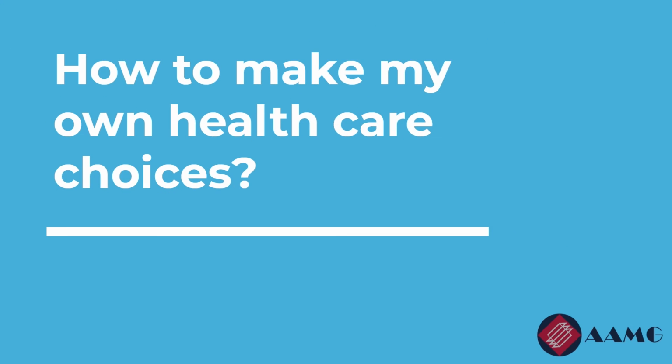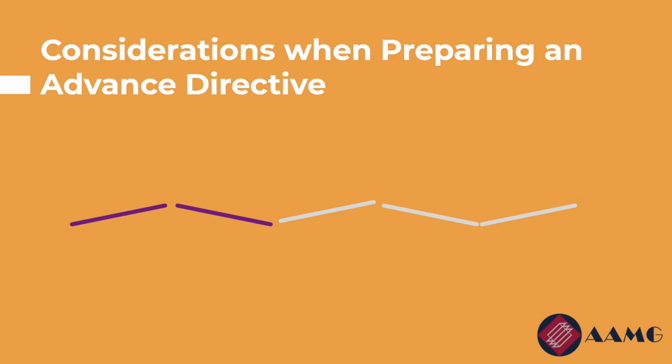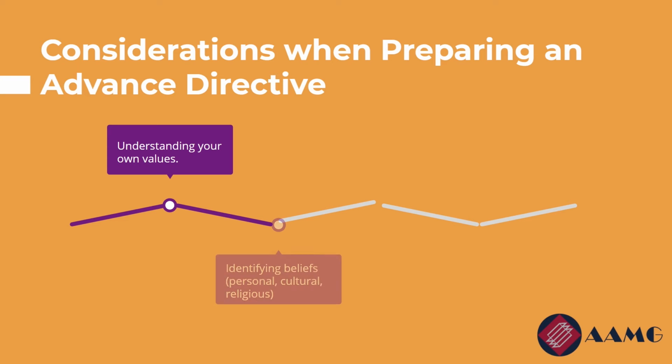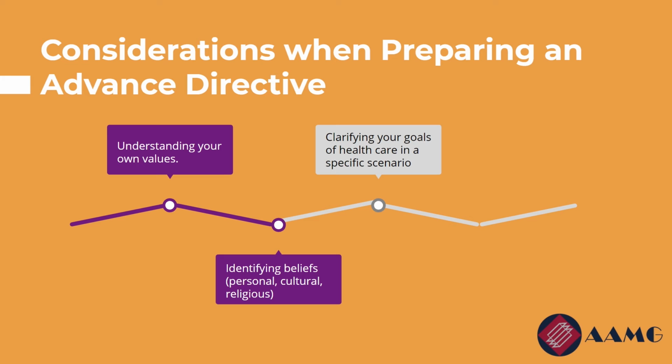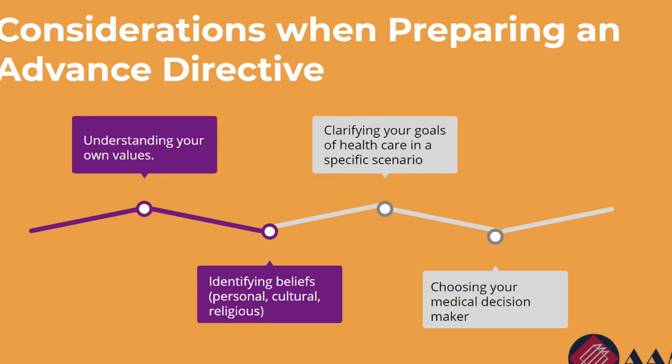When making our own healthcare choices, any consideration when preparing an advance directive? There are four main things to consider. Number one, understanding your own values. Number two, identifying your own beliefs. These can be your personal beliefs, your cultural beliefs, or your religious beliefs. Number three is clarifying your own goals of healthcare in a specific scenario. And number four is choosing your medical decision maker.